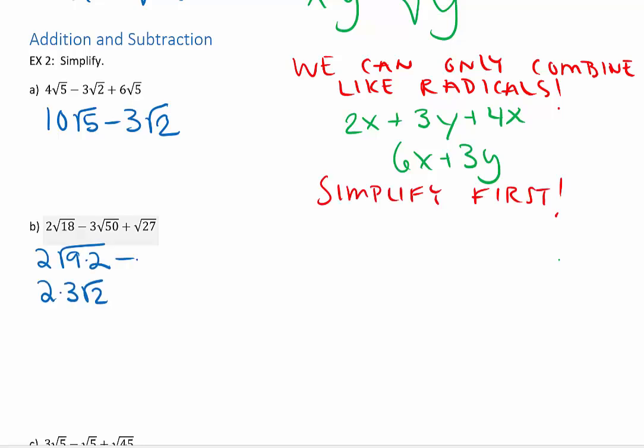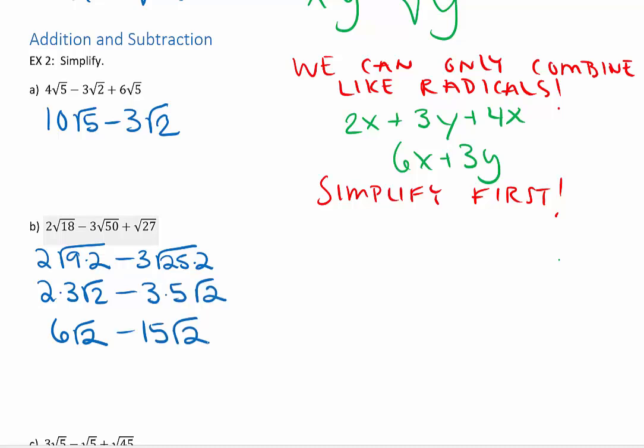18 is 9 times 2, and root 9 turns into a 3. And so then I'm left with 2 times 3 times root 2, or 6 root 2. 50 is 25 times 2. Root 25 is 5. 3 times 5 is 15, so minus 15 root 2. And finally, 27 is 9 times 3, or 3 root 3.